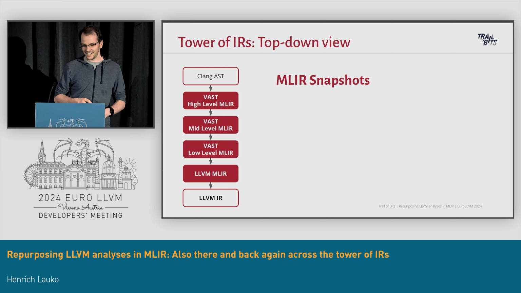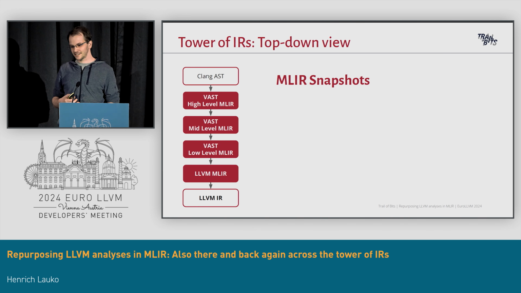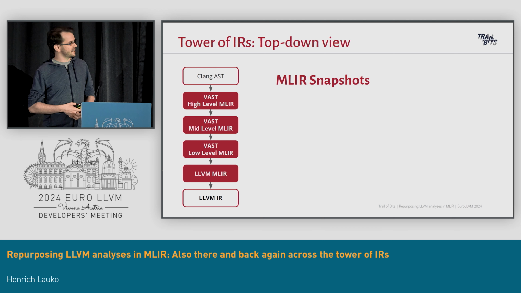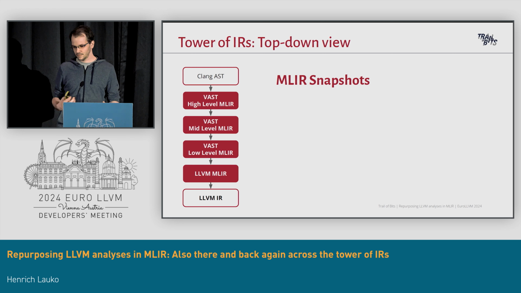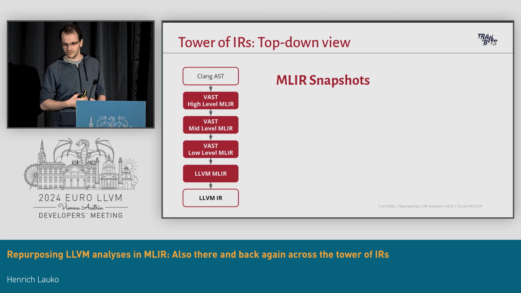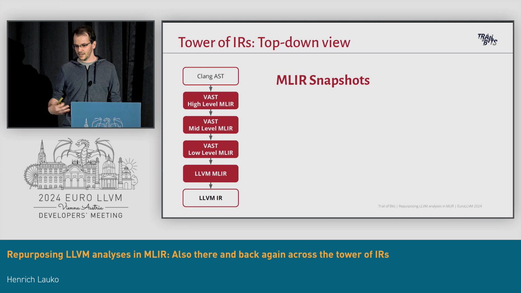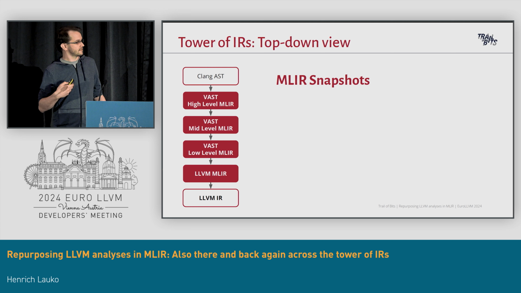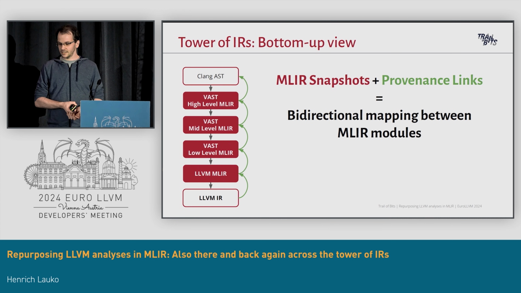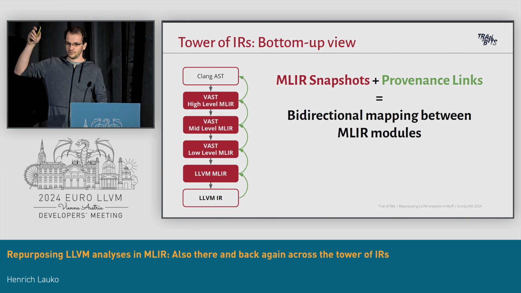To do so, we created something called Tower of IRs, which is a structure of all the modules we encounter during the code generation. As we are generating the MLIR in our codegen, we make a snapshot of the modules. And the second ingredient in this Tower of IRs is that we also keep the provenance links to traverse back in the Tower of IRs.